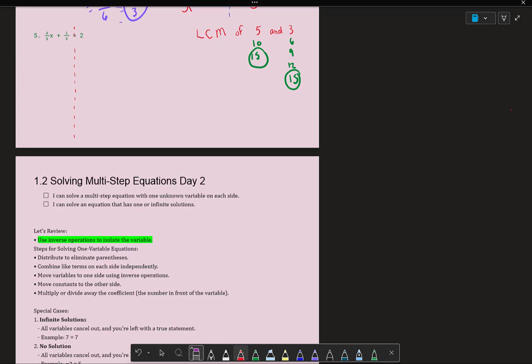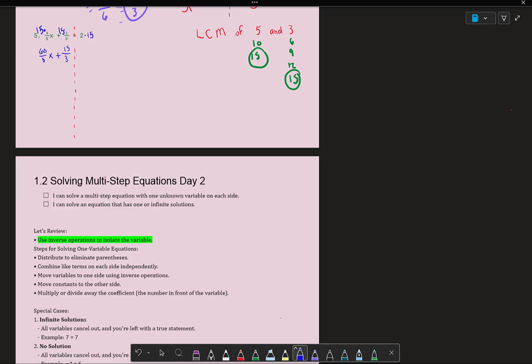So I'm going to multiply each term in this problem by 15. So I'm going to multiply the 4/5 x by 15. I'm going to multiply the 1/3 by 15. And then, of course, whatever you do to one side, you have to do to the other. And then, so let's multiply. 15 times 4 gives us 60 over 5x. 15 times 1 just gives us 15. 2 times 15 is 30.